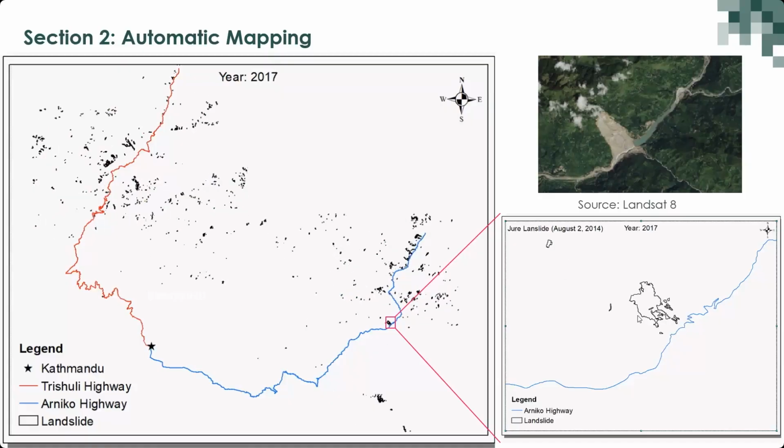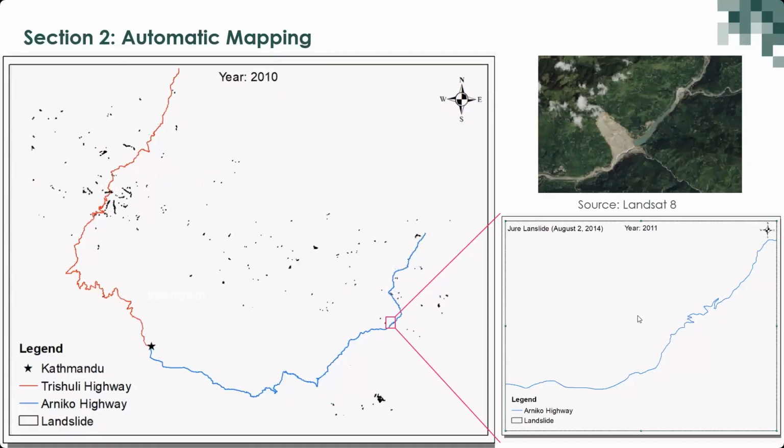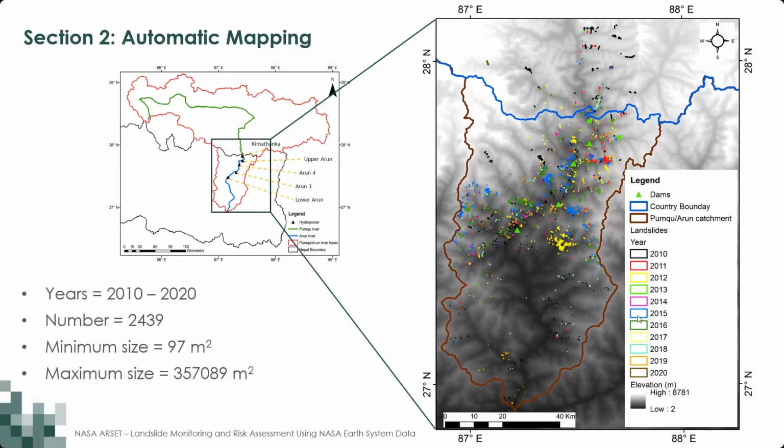And since then, it has started to dwindle in size. So here's another example of a multi-temporal inventory that was developed using SALAD to support a risk assessment study for upcoming hydropowers in the Arun River Basin in Nepal. Although SALAD had an accuracy of about 70%, as mentioned before, the speed with which it mapped landslides over a large area is of considerable advantage.